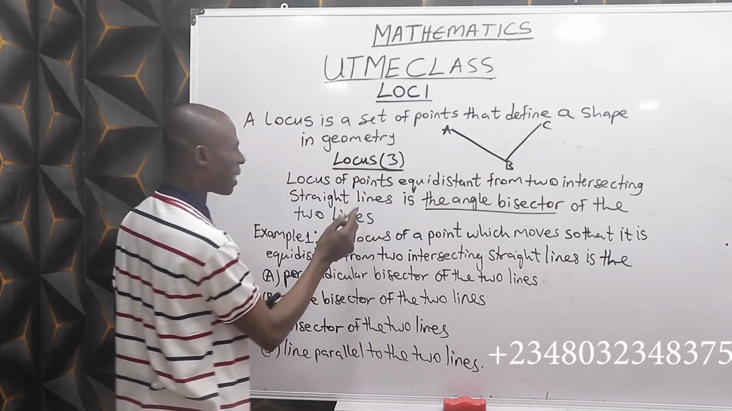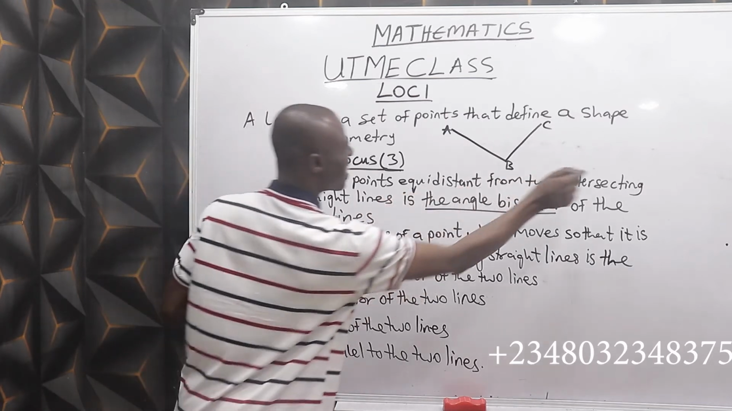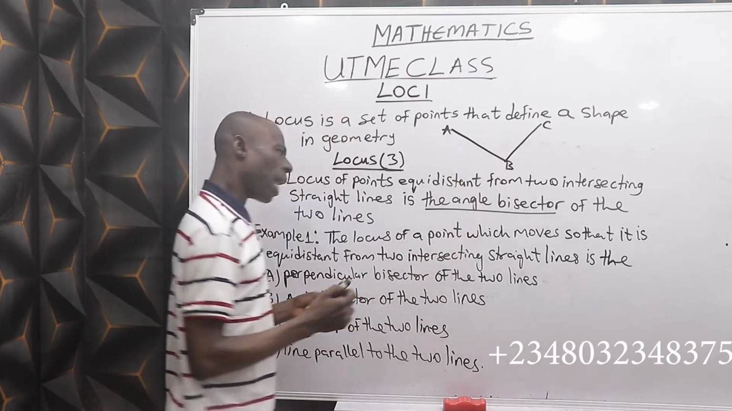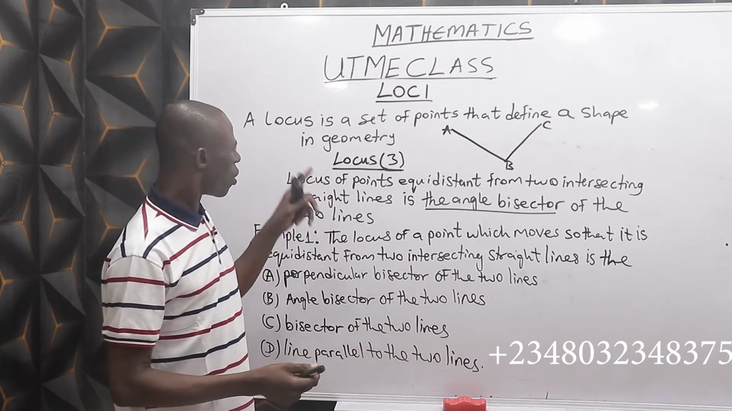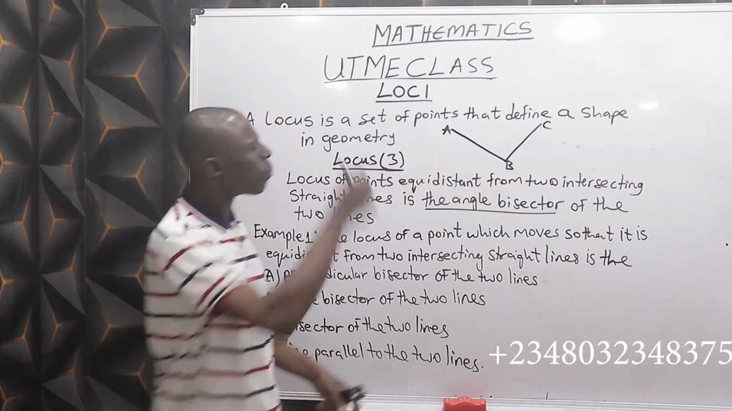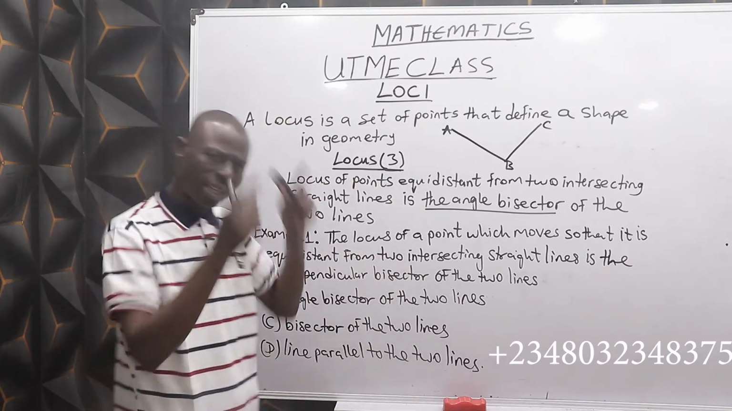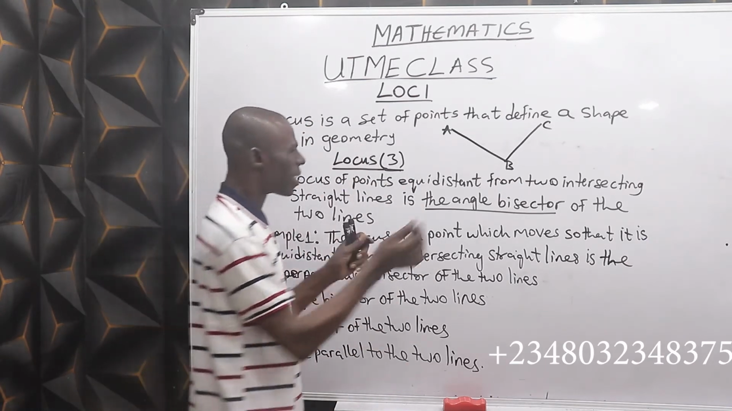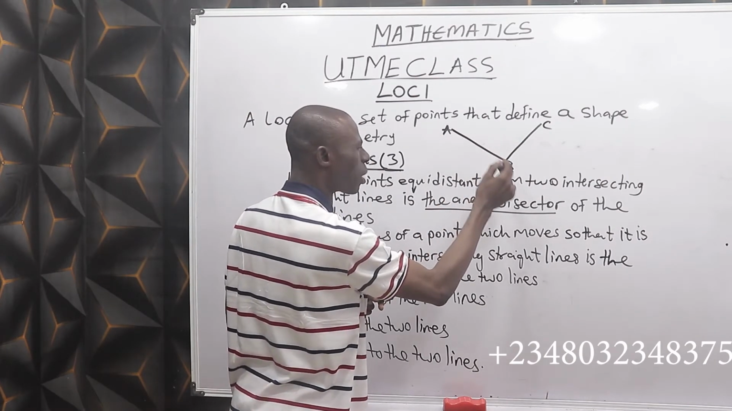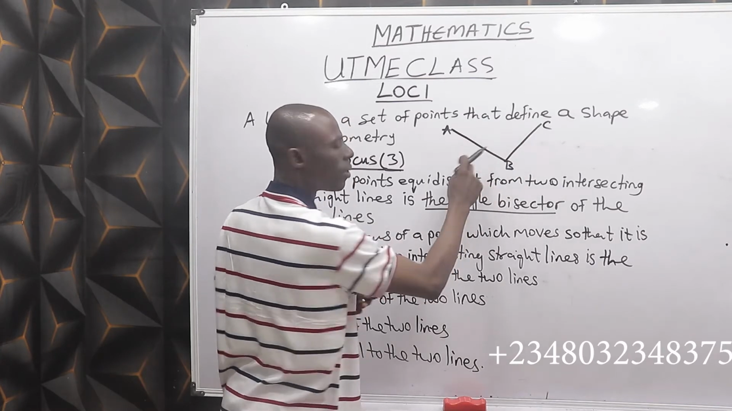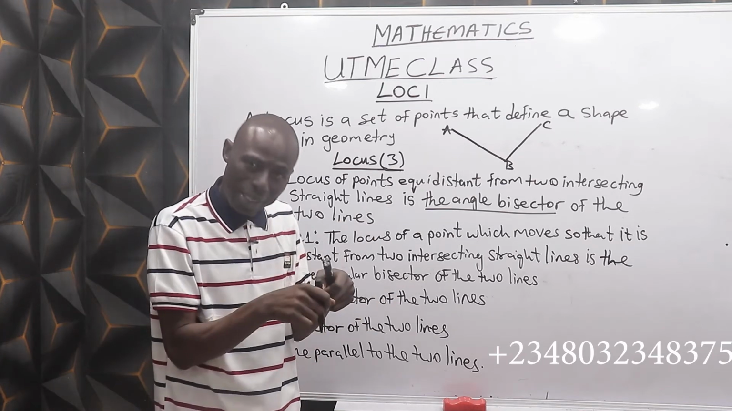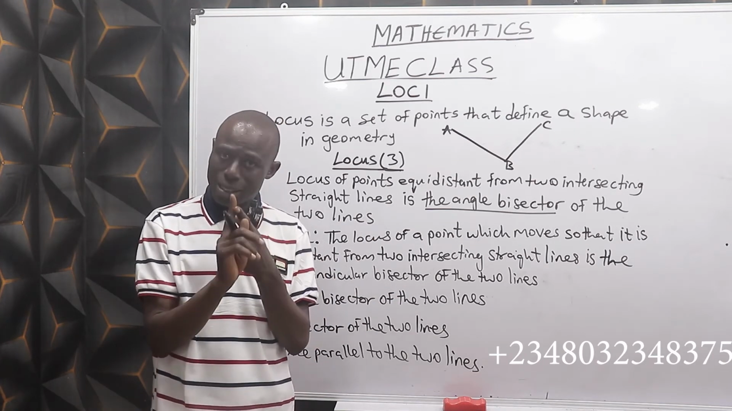That is what we mean by two intersecting straight lines. They intersect here. Now, the locus of point equidistant from two intersecting straight lines. The two straight lines. These are the intersecting straight lines. Locus of point equidistant from the two of them will be the bisection of the angle they make. You know, it takes two lines to form an angle.